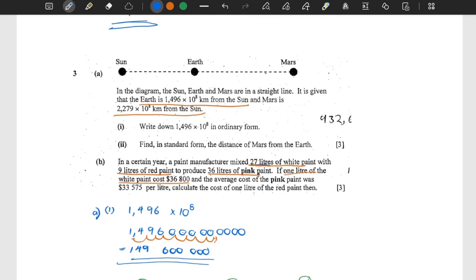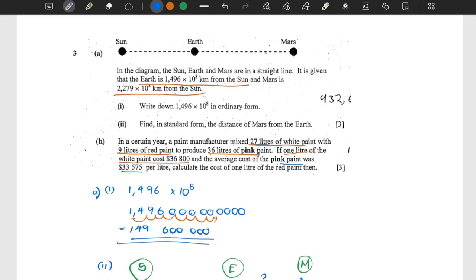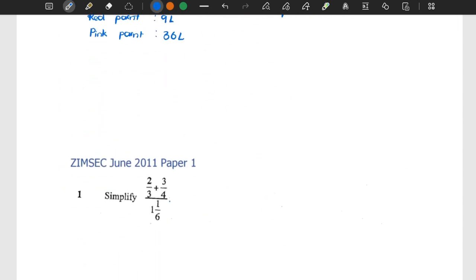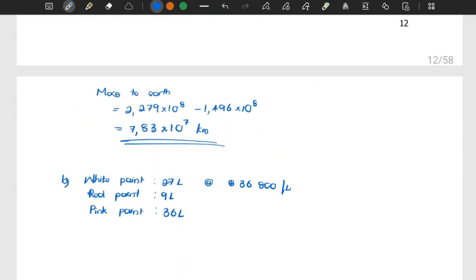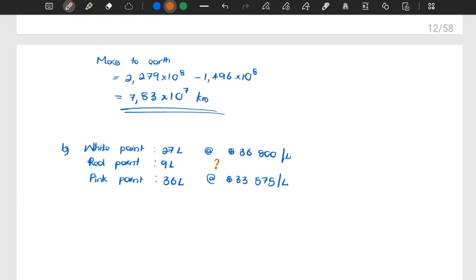Let's read some more. The average cost of the pink paint was $33,575 per liter. Calculate the cost of 1 liter of red paint. Alrighty. So we have $33,575 per liter for the pink paint. What we're trying to calculate is the cost of the red paint.